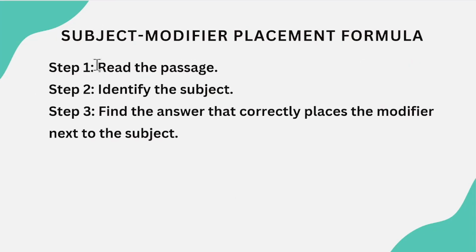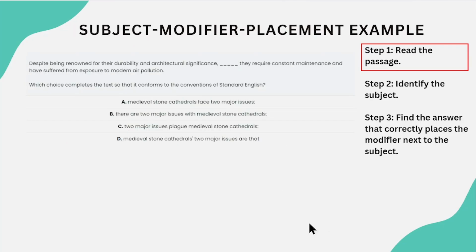So first, we're going to read the passage, identify the subject, and find the answer that correctly places the modifier next to that subject. So let's try one ourselves here. First, read the passage. Despite being renowned for their durability and architectural significance, they require constant maintenance and have suffered from exposure to modern air pollution.